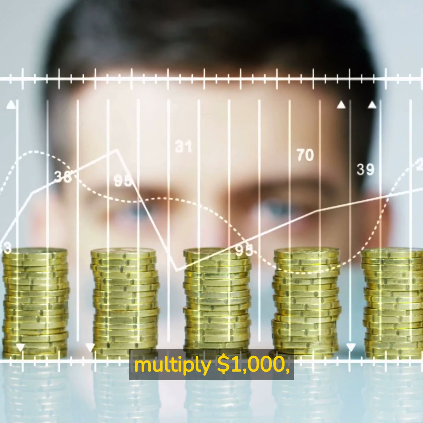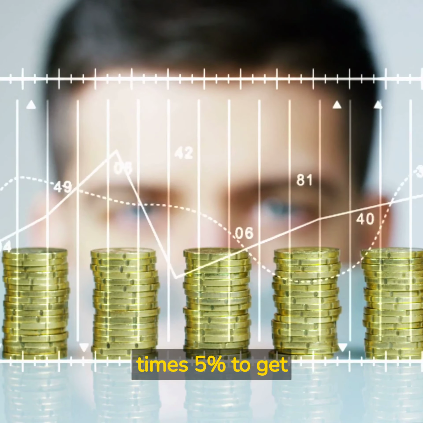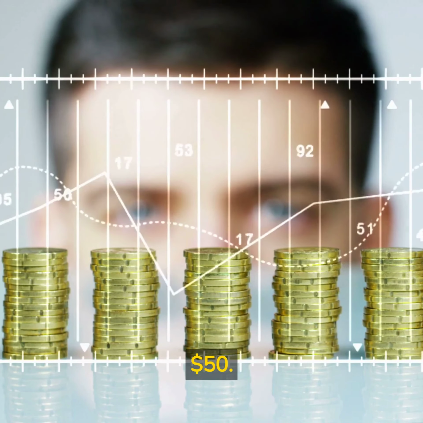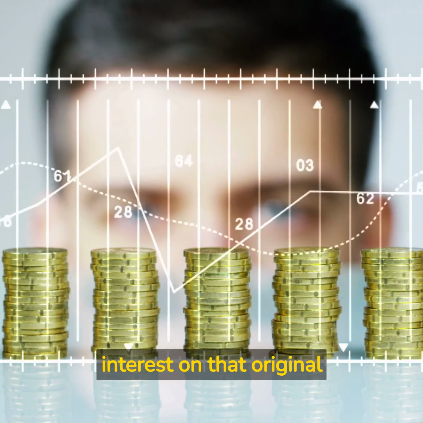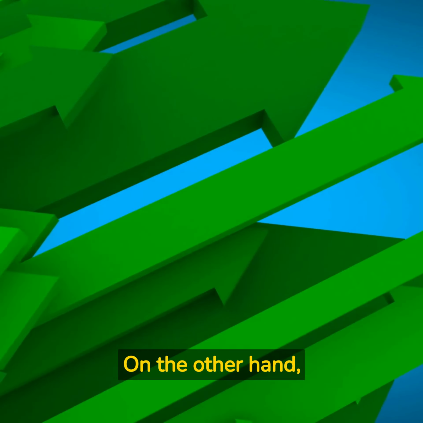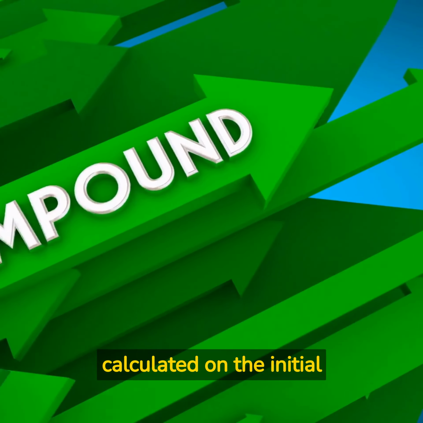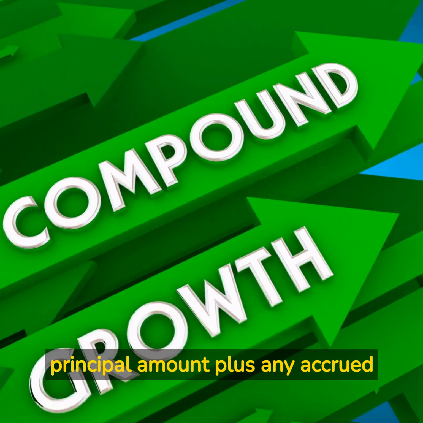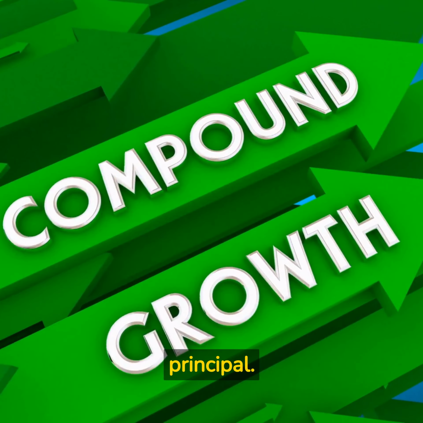You simply multiply $1,000 times 5% to get $50. You paid $50 in interest on that original $1,000 loan. On the other hand, daily compound interest is calculated on the initial principal amount plus any accrued interest that has been added to the principal.